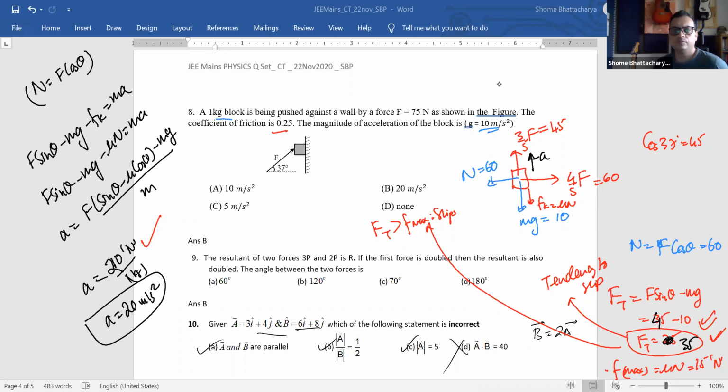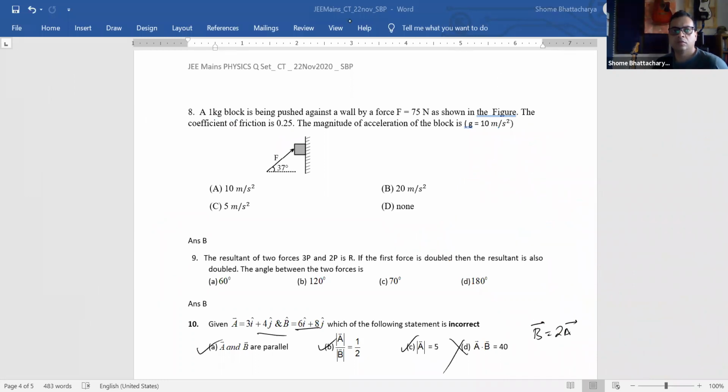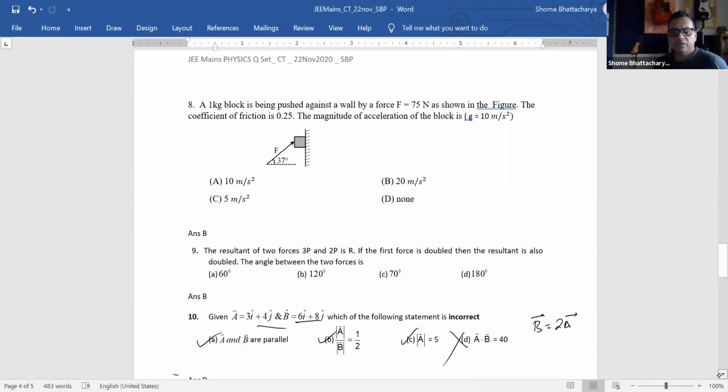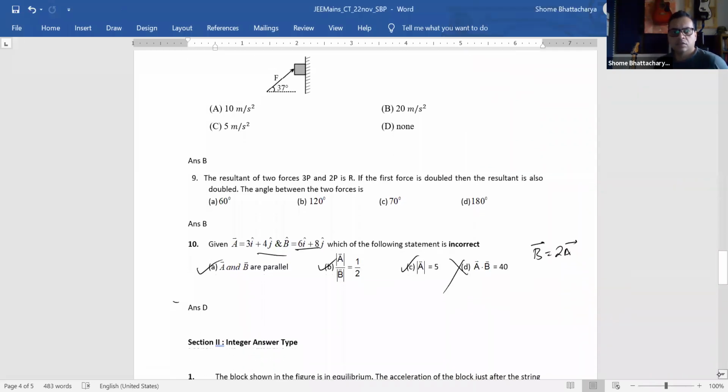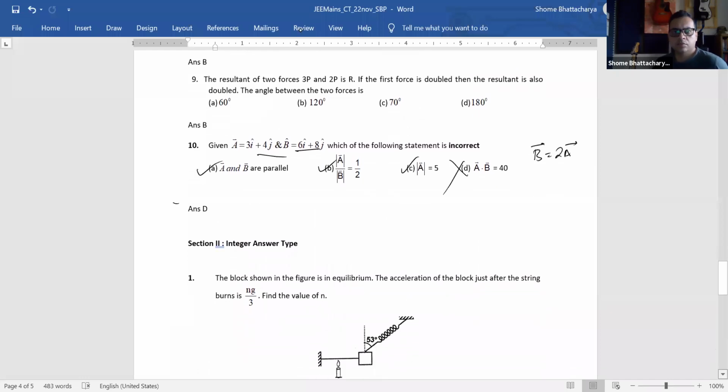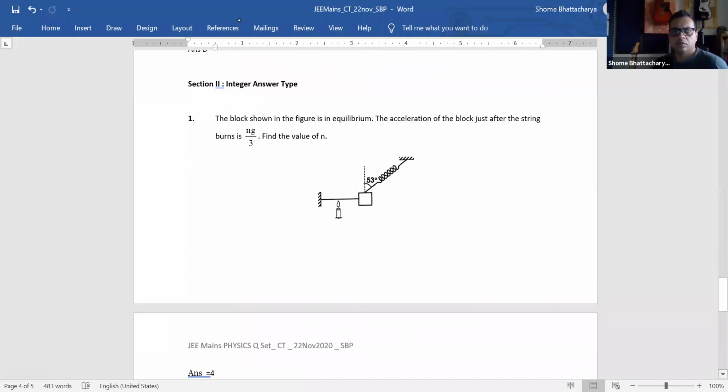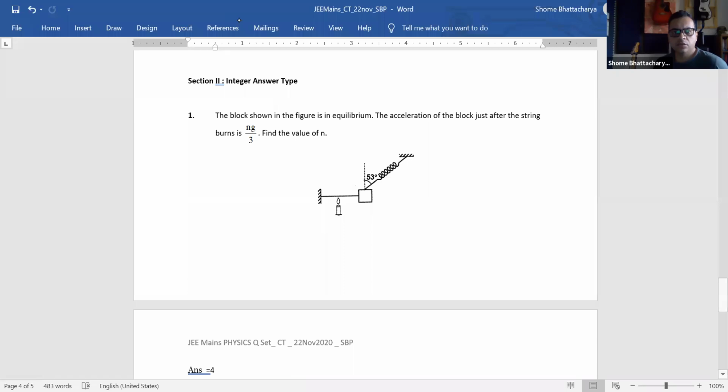Okay, very good. So next, let us move on to the integer questions. Yeah, so Vineet, you had a doubt in the integer one, no?